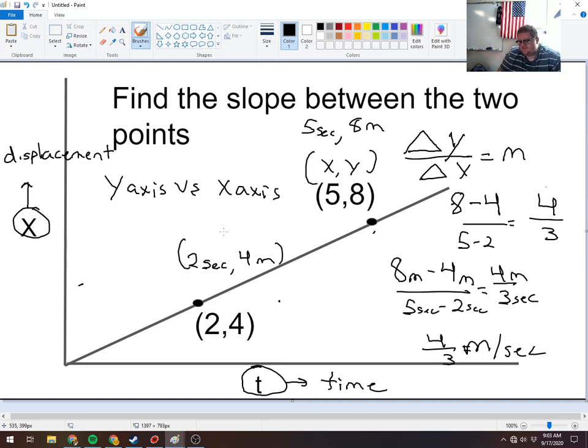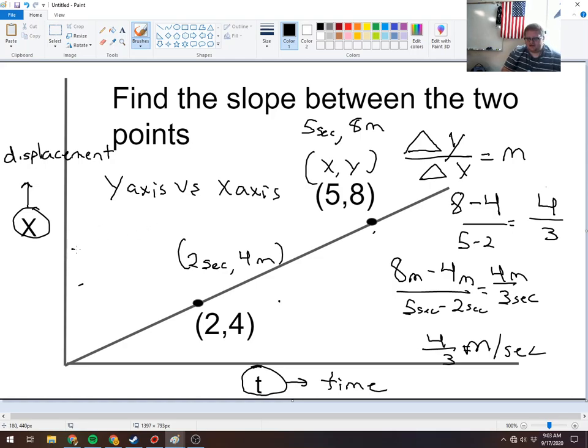Displacement versus time would be this. And again, I know it's a little confusing because there's an x there, but it just stands for displacement. So, displacement versus time graph. When we have a displacement versus time graph, the slope of that graph is the velocity, right? And that must be true because, look at this right here.